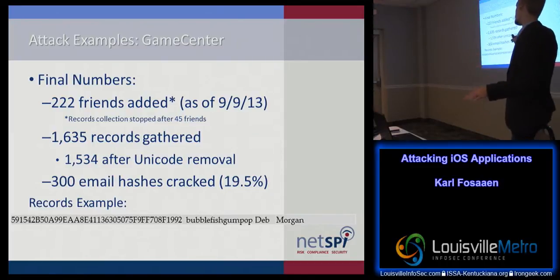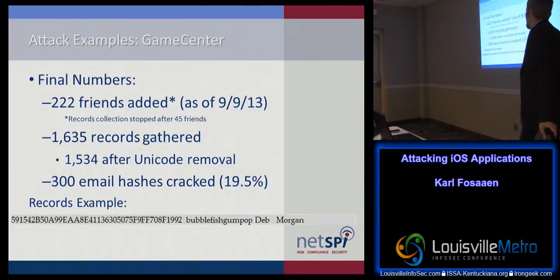Even after 45 friends, I was able to get 1,635 records, being first name, last name, email hash, and username. So we see down here, here's a hash, here's a username, first name, last name. These are all made up, but it's an example of what we were able to pull out of Game Center. Like I said, it spiders out. After 45 friends, I was able to reach out to over 1,600 people.